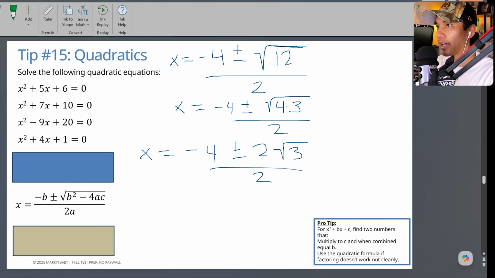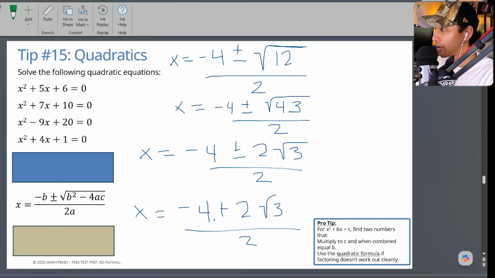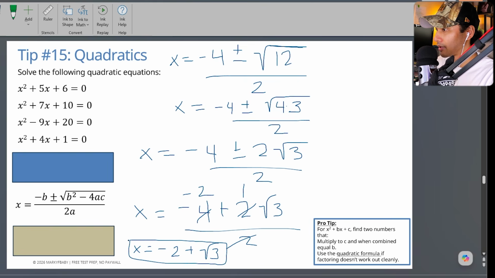Divided by 2, and then we go x equals negative 4 plus 2 square root of 3 over 2. Well, then this becomes negative 2. This becomes 1, and then we go x equals negative 2 plus the square root of 3. Okay, that's one of the solutions.